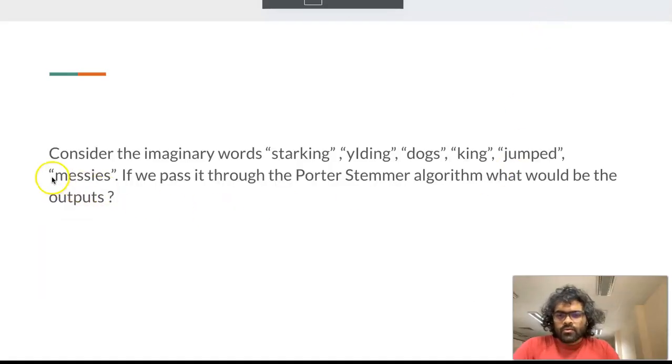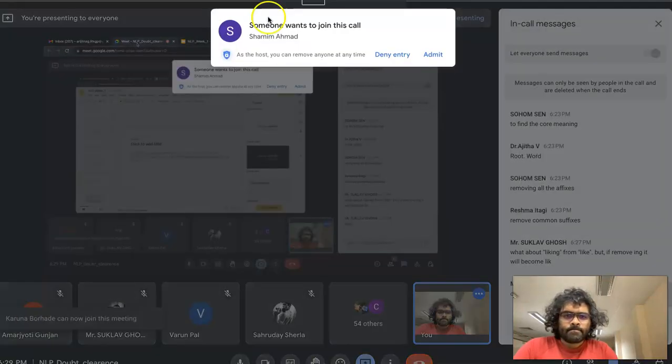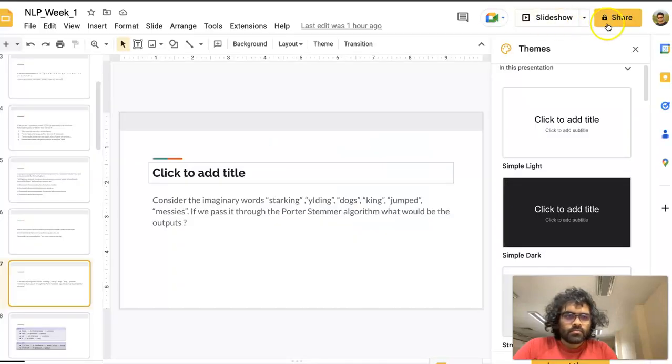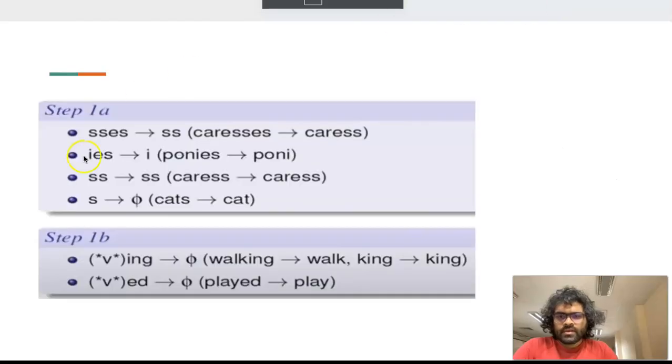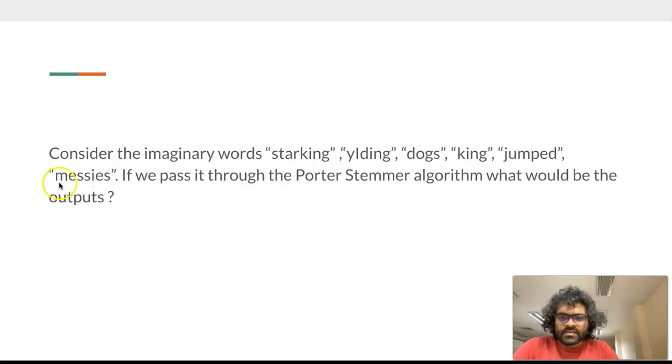Okay, and what about this, Messi, then mess, then ies? So what about this? You can see there is a rule: if it ends with ies, only the I part remains, the es will nullify. So according to this rule, this Messi will become Messi, M-E-S-S-I. The last es part will vanish, so it will become Messi.